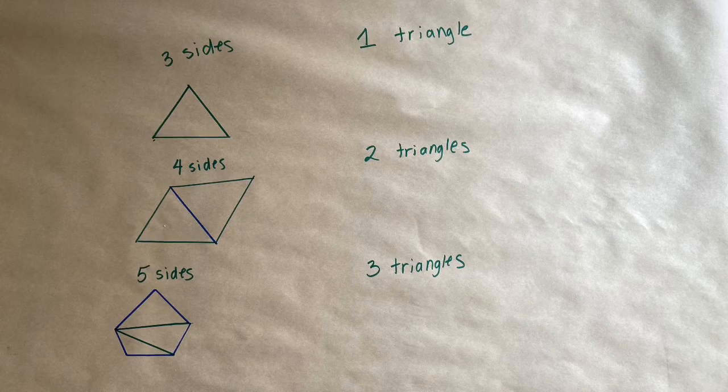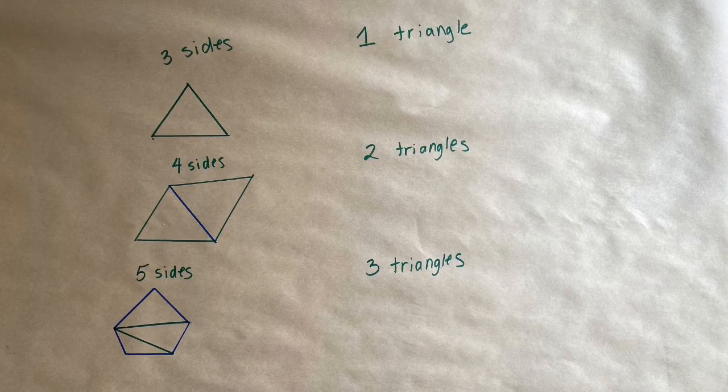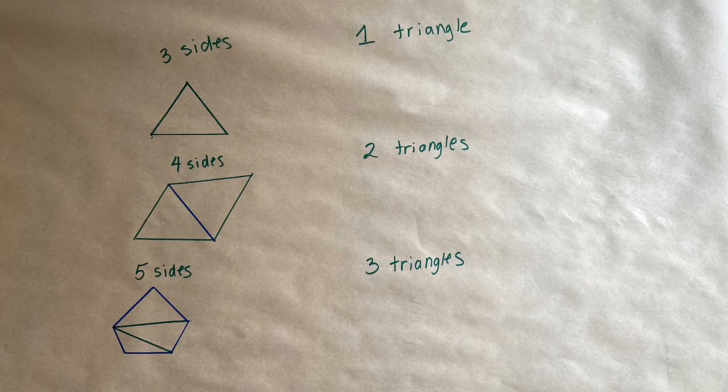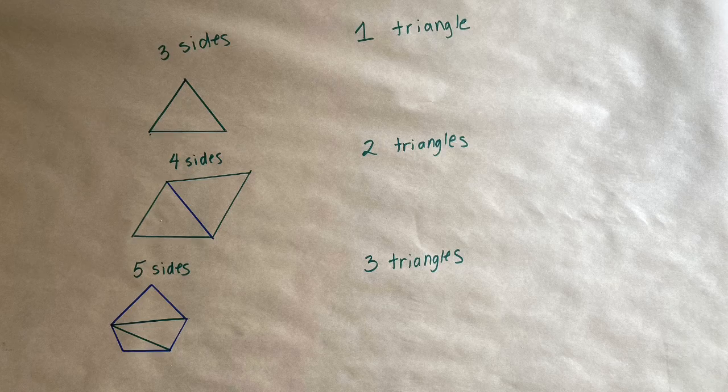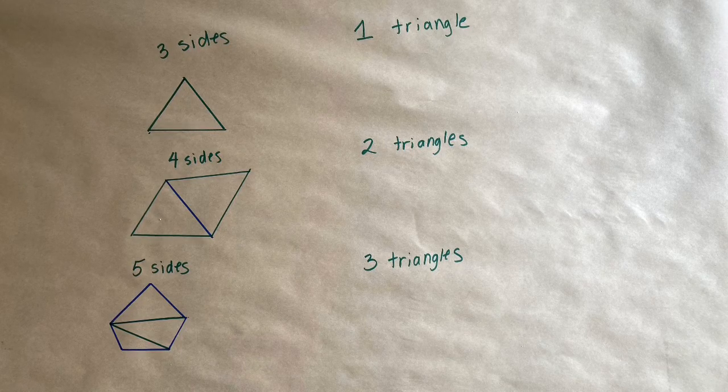So our first step, when we have the total inside angles, is to figure out how many triangles you could have with that number of degrees.